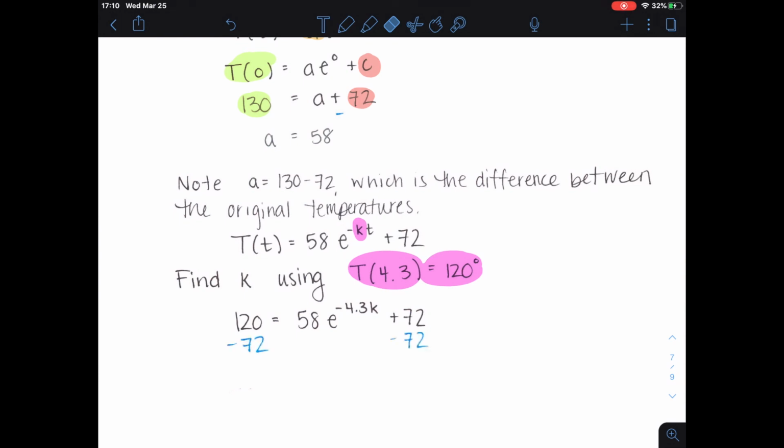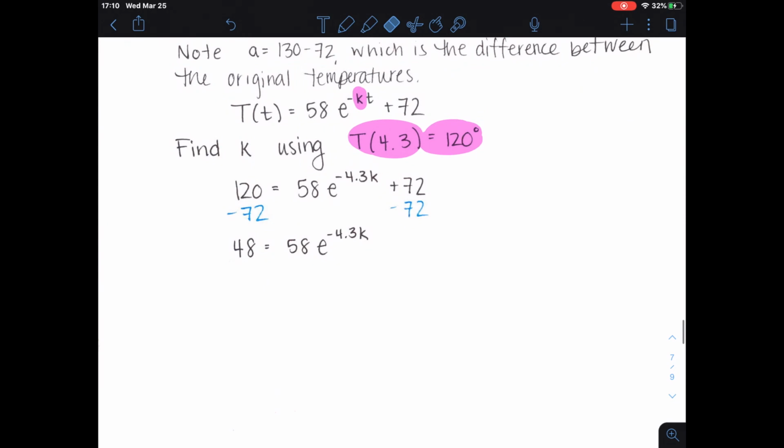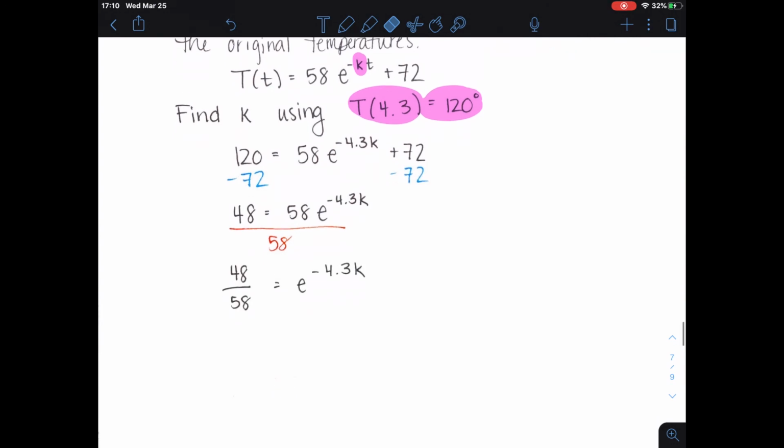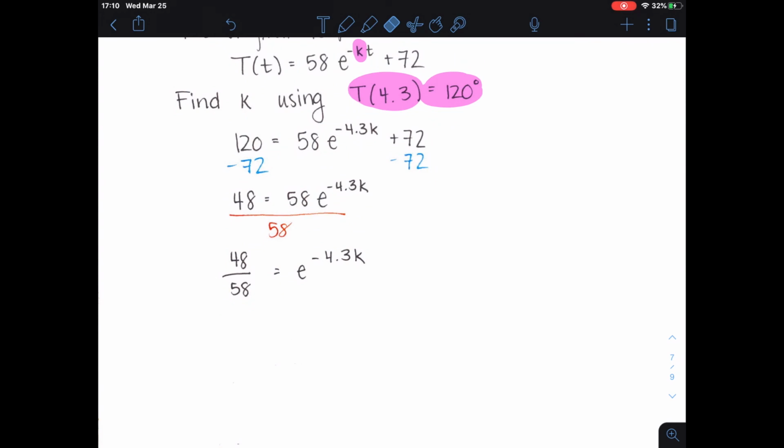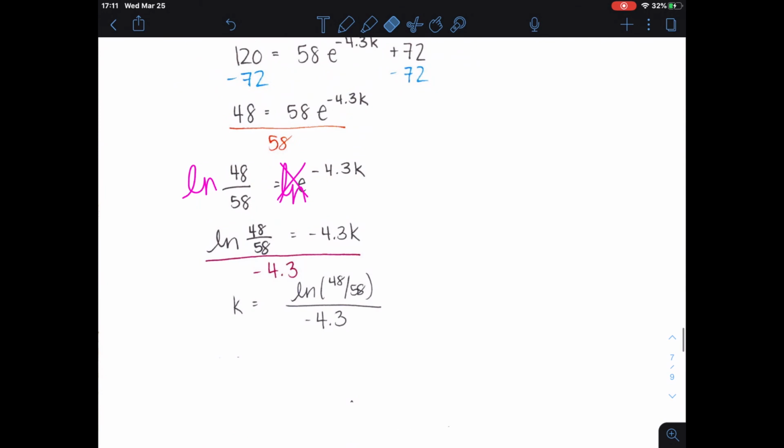So first thing we're going to do is subtract 72 from both sides. That gives us 48 equals 58 e to the negative 4.3 times k. And then go ahead and divide by 58 to get 48 over 58 is e to the negative 4.3k. Then you can take the natural log of both sides, and those cancel. And so we get natural log of 48 over 58 is negative 4.3k. Solving for k, you divide by the negative 4.3. So when you plug it into your calculator, the value of k is about 0.044.